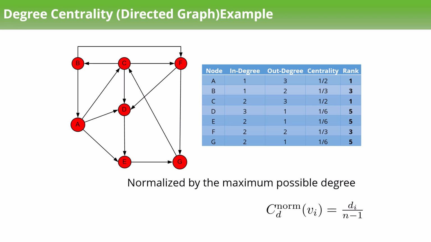The next one is degree centrality for directed graph examples. Here we have the nodes A to G. The nodes A to G are represented in the first column. The in-degree of each node is in the second column, and then in the third column, the out-degree of each node. The centrality is 1 by 2, and the rank is shown here. Like this we will represent the rank. So for A, in-degree is 1, out-degree is 2, so we get the value 1 by 2.